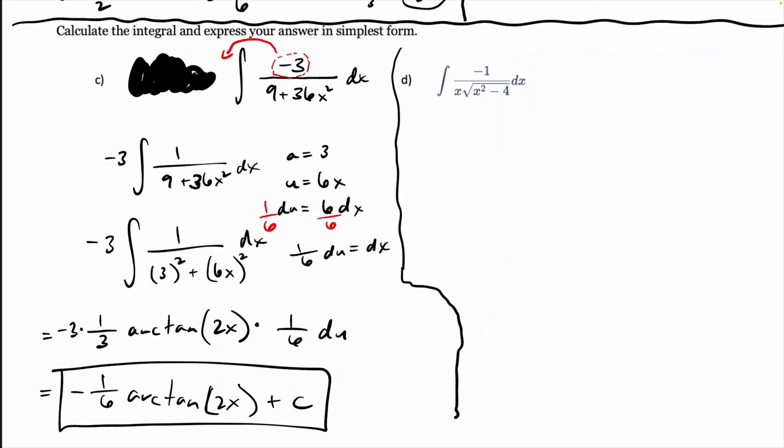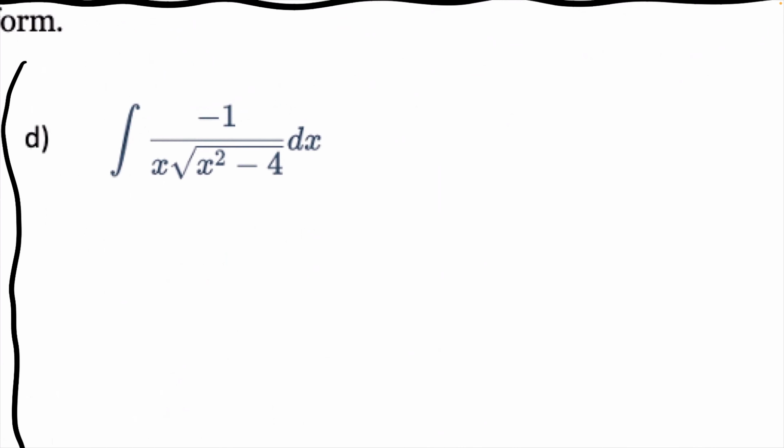Okay, so look at D real quick. Obviously it's going to be arc something because it's on these notes. But look at it. If I pick x squared minus 4 as my u, isn't du in there? It looks like it, but it's really not. Why is that x really not x to the first power? Why is it not linear?